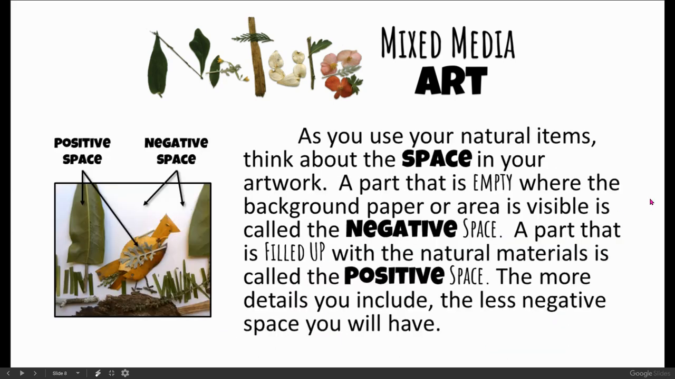Mixed media art. As you use your natural items, think about the space in your artwork. A part where the background paper or area is visible is called negative space. A part that is filled up with the natural materials is called the positive space. So, for example, we see right here the bird and the tree would be considered the positive space in the artwork, and the white of the paper, where we don't really see anything on it, would be considered the negative space. The more details you include, the less negative space you will have.